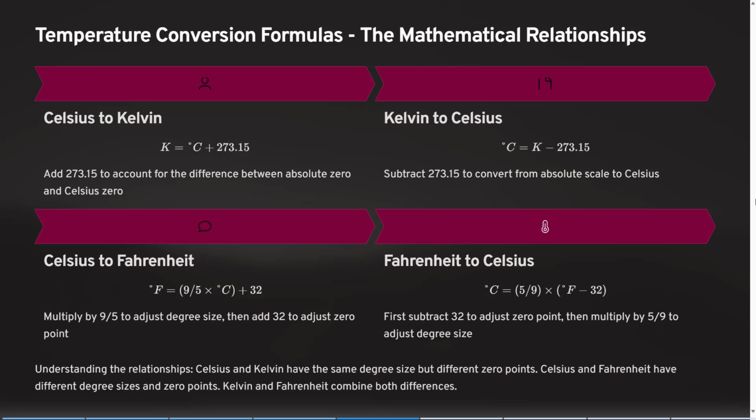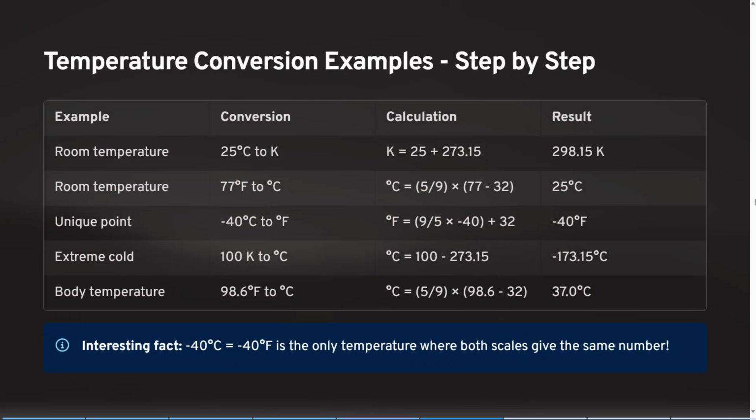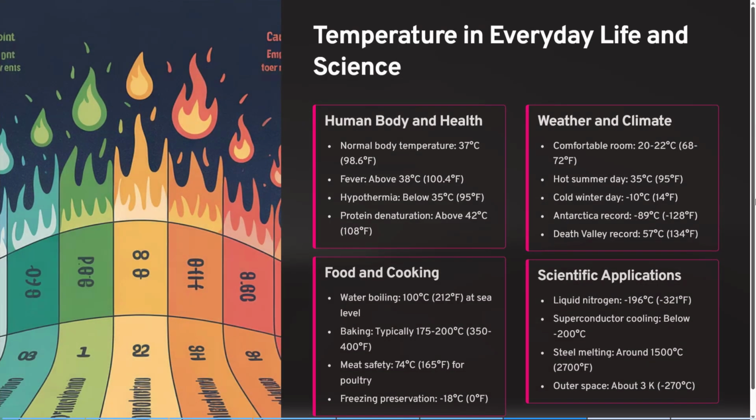Temperature affects everything around us. Your normal body temperature is 37 degrees Celsius or 98.6 Fahrenheit. A fever starts above 38 degrees Celsius. In cooking, water boils at 100 degrees Celsius at sea level, and food safety requires cooking poultry to 74 degrees Celsius to eliminate harmful bacteria.